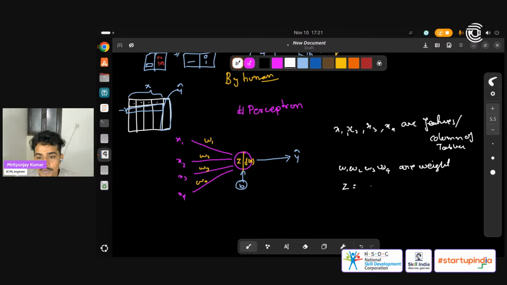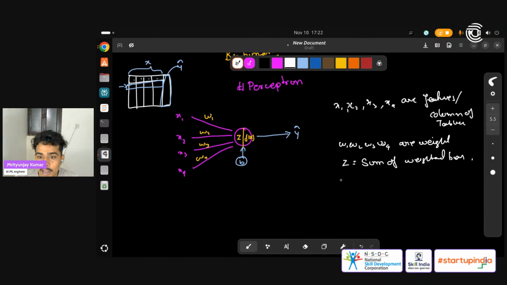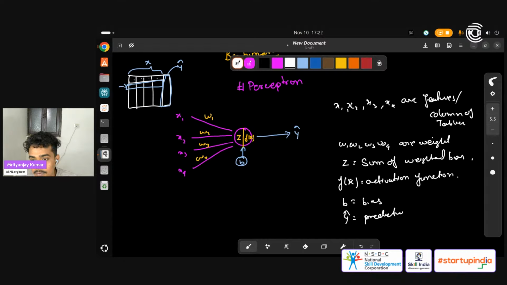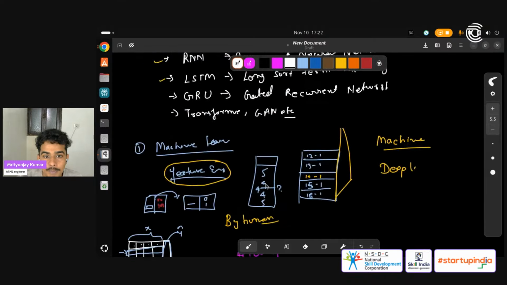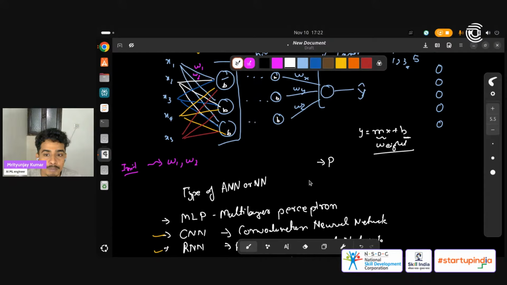So z is the summation function, the sum of weights and inputs plus bias. Don't worry, I will write all the formulas. And f(x) is the activation function, b is the bias, and y hat is the predicted value.